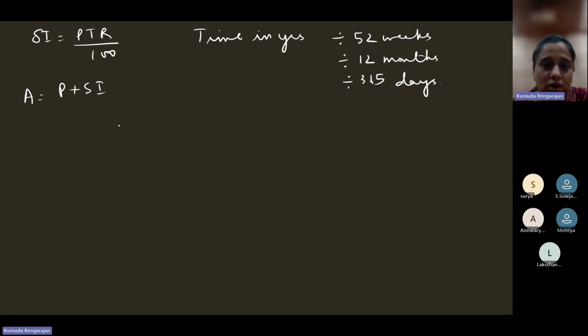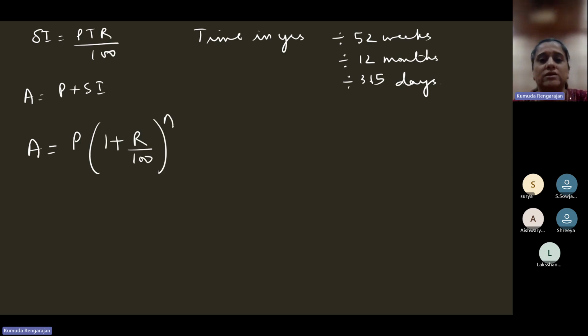Now the formula to find the compound interest: in the case of compound interest, we have the formula to find the amount. We find the amount and then we find the compound interest. So amount is equal to P into 1 plus R by 100, to the power of N, where N is the time period, again in years. R is the rate of interest and P is the principal.